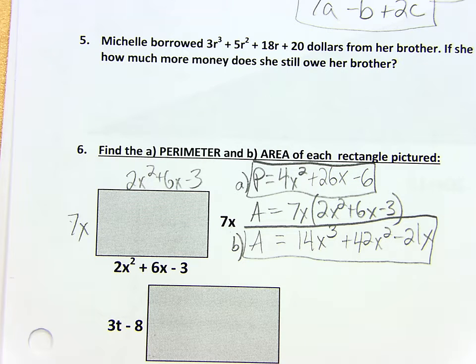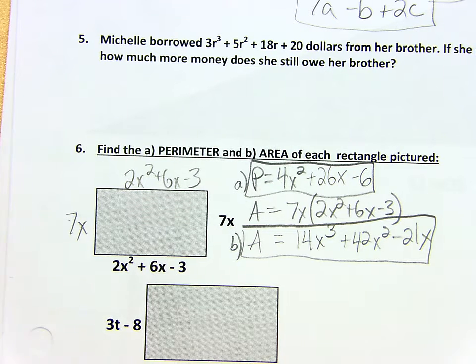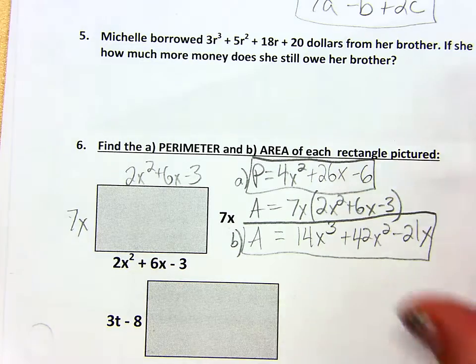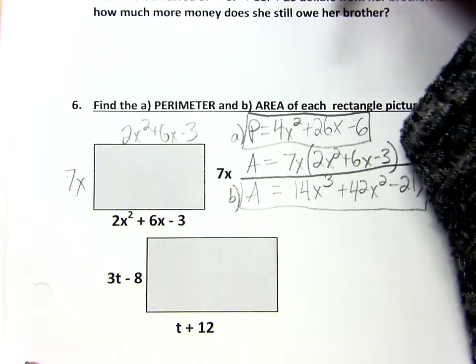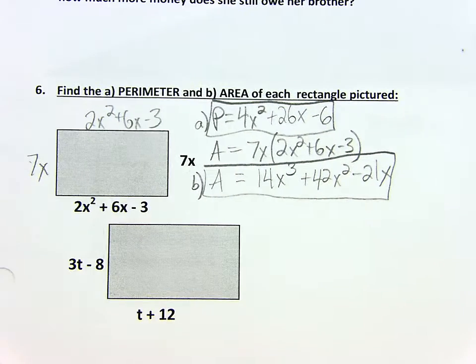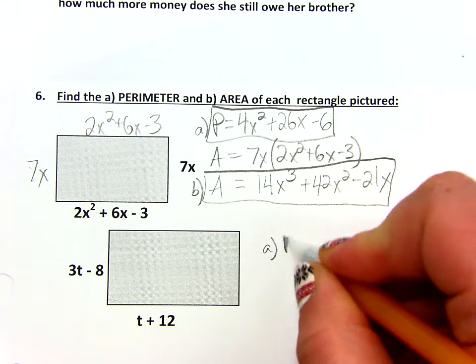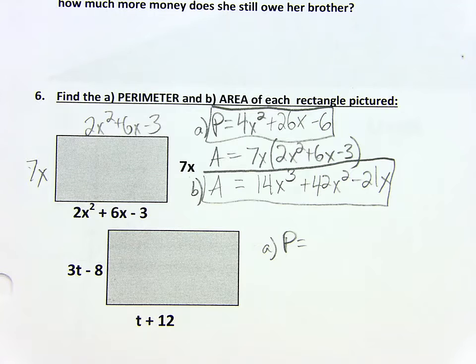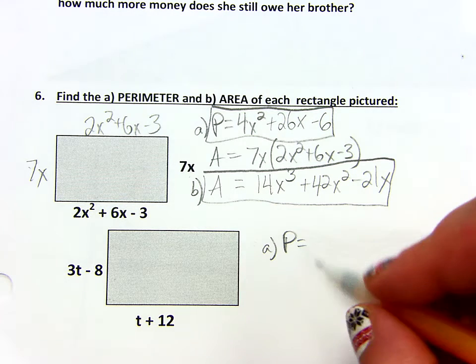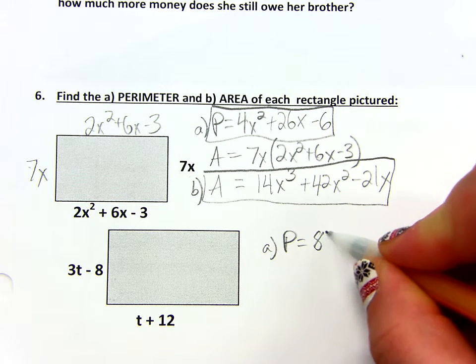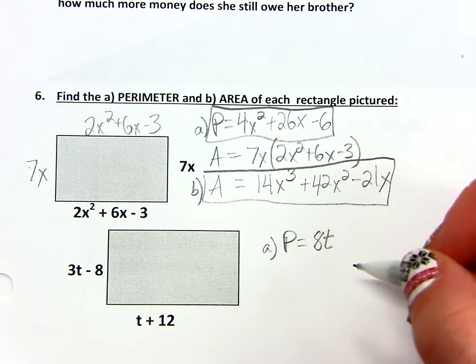When you're ready, go ahead and try the second rectangle. So again, I want you to find both perimeter and area. Don't look up here until you're done.